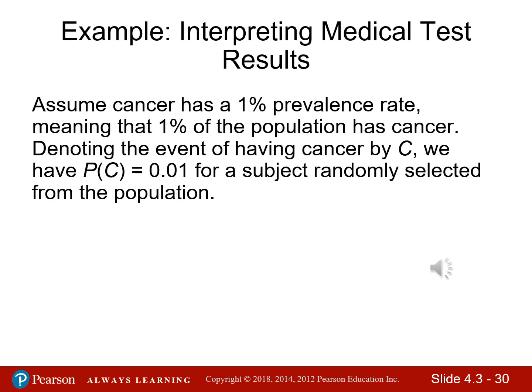Let's consider this example of interpreting medical test results. Assume cancer has a 1% prevalence rate, meaning that 1% of the population has cancer. Denoting the event of having cancer by C, we have the probability of C equals 0.01 for a subject randomly selected from the population.